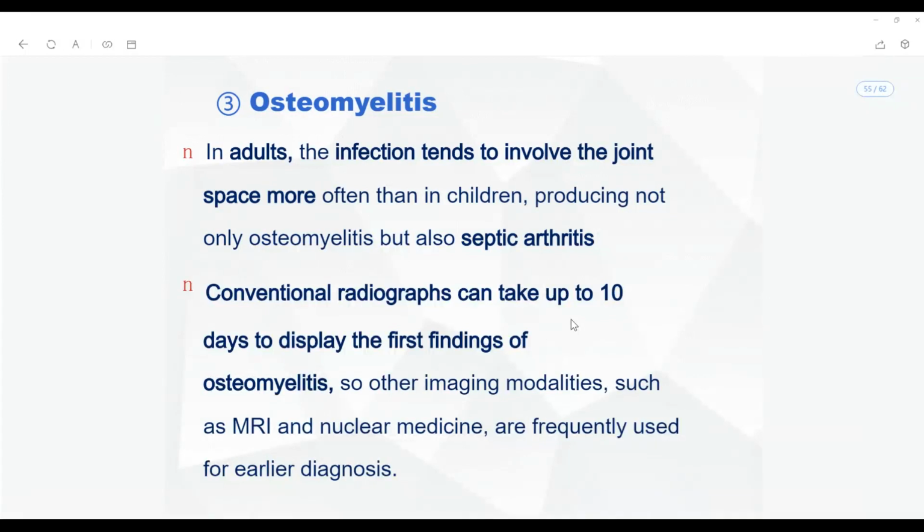Okay. And MRI and nuclear medicine scans are very, very useful for earlier diagnosis. So do not confuse yourself here. Conventional radiographs are not sensitive for diagnosing acute osteomyelitis. For chronic osteomyelitis, yes, they are sensitive. But for acute osteomyelitis, the confirmatory gold standard diagnosis is an MRI scan or nuclear medicine scan. Remember it that way. Okay.